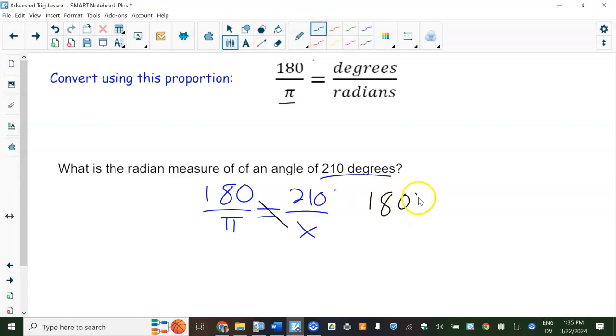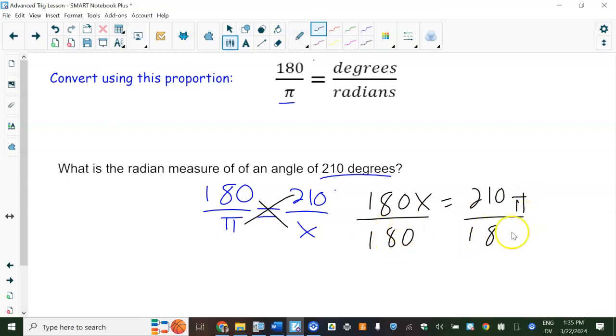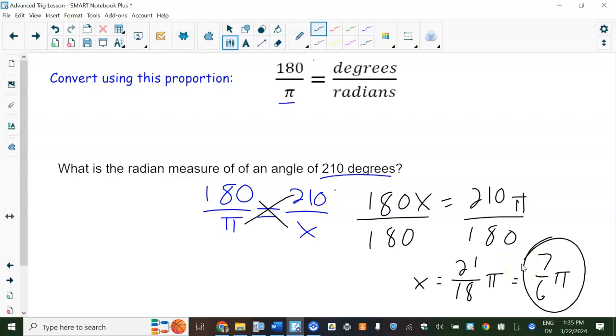So you do 180x equals 210 pi, and then just divide by 180 on both sides. They're normally going to have these as fractions, so instead of doing a decimal here, they're just going to clean up this fraction, 210 over 180. You could divide them by 10, and then I think both of those divide by 3. So we'd get 7/6 pi. So in radians, 210 degrees is 7/6 pi radians.